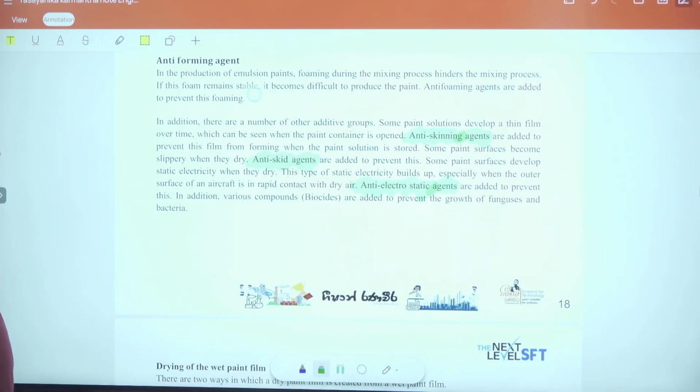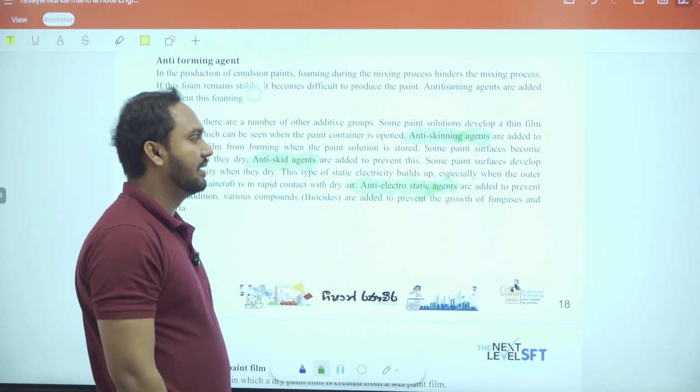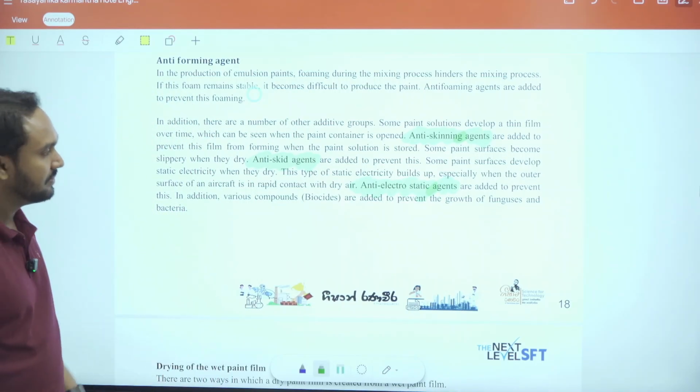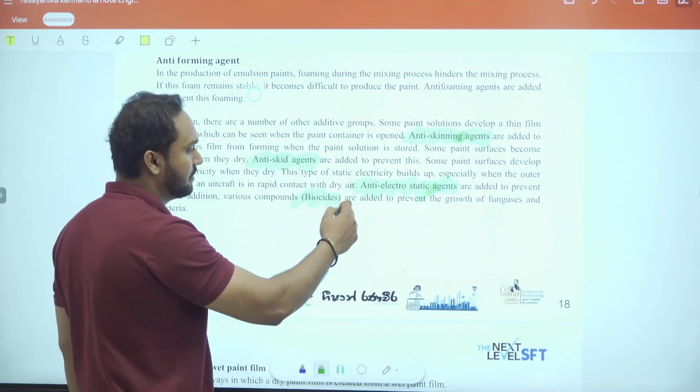In addition, various compounds, the biocides likewise, are added to prevent the growth of fungus and bacteria. Biocides are also used.